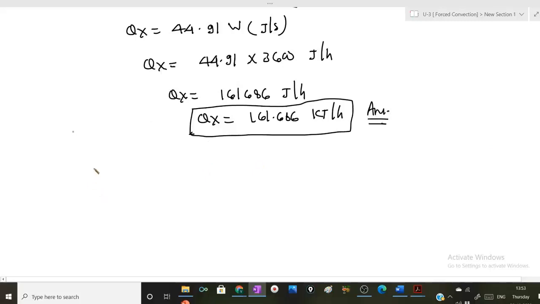Okay. The Qx will be in joule per second. We are supposed to represent it in joule per hour. So 1 second is 1 by 3600 hours. So the entire term will be multiplied by 3600.